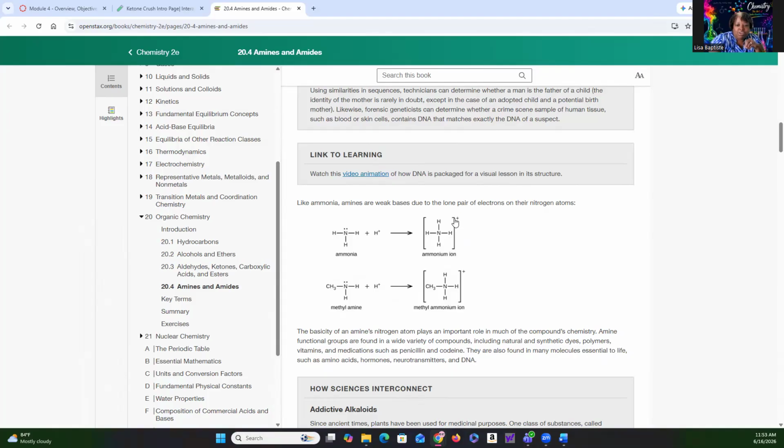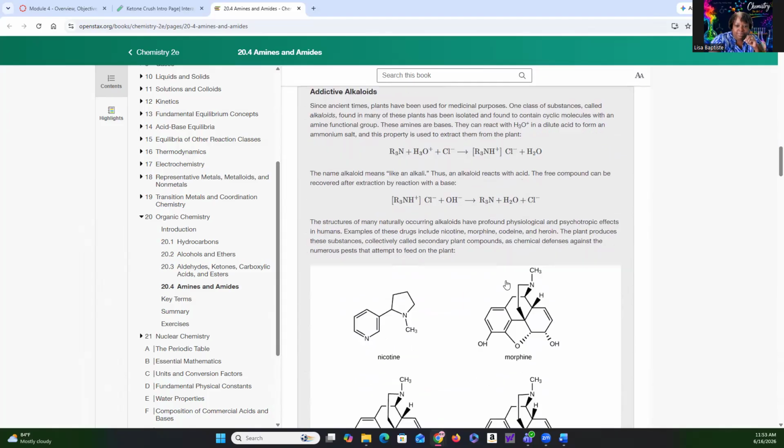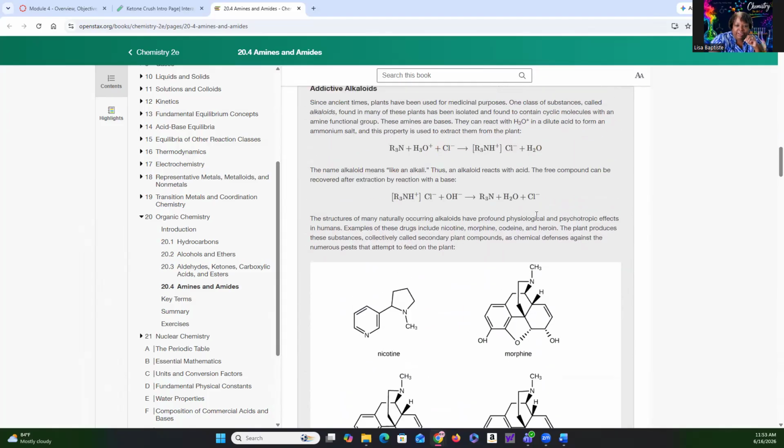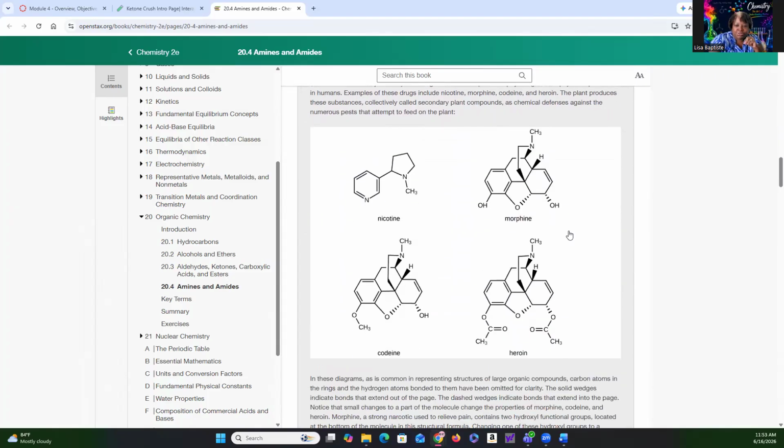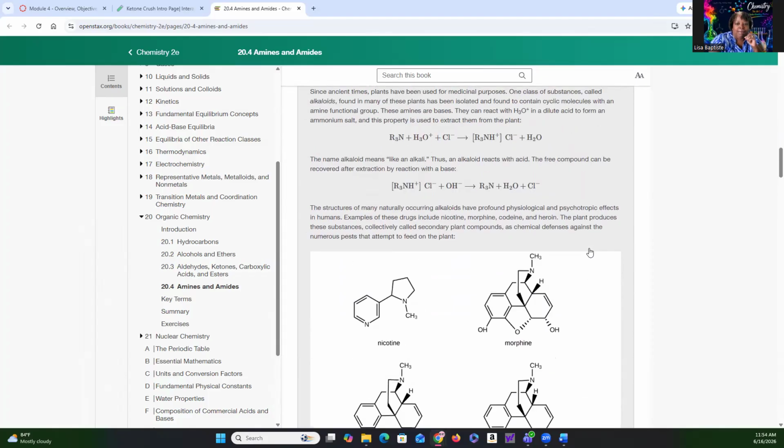That plus charge is over the entire molecule. So that's why we put the square brackets around the whole molecule and put that plus charge. Because nitrogen wants that lone pair of electrons. So if it's sharing them, then it's going to have a positive charge. So note that. All right, and then read through here. This gives you some science and how it applies to different things that we experience, like nicotine, morphine, codeine, and heroin. All of these are addictive drugs, and these are all amines.